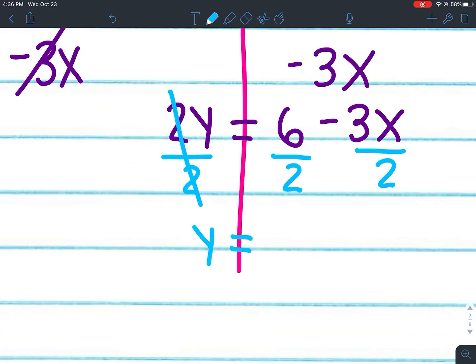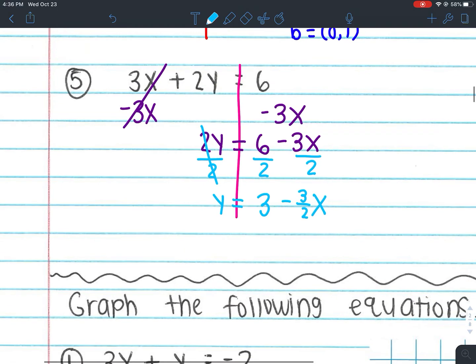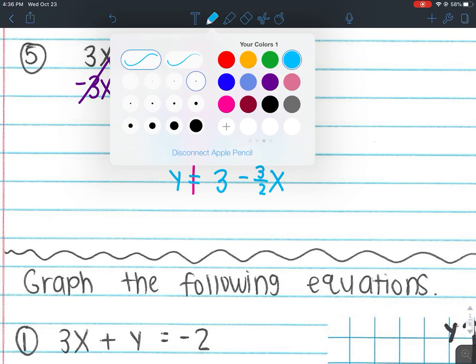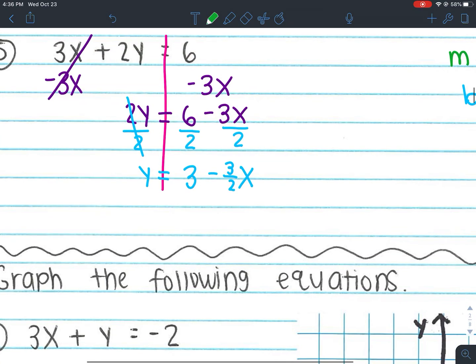So 2 divided by 2 is 1. And then I have y equals 6 divided by 2, which is 3. And then negative 3 divided by positive 2 is negative 3 over 2. We want to write that x on the side so that we can clearly see our slope.